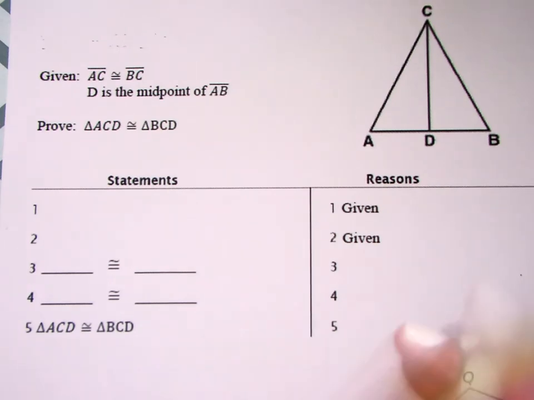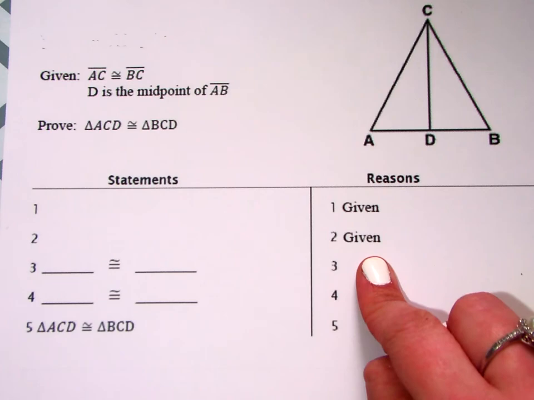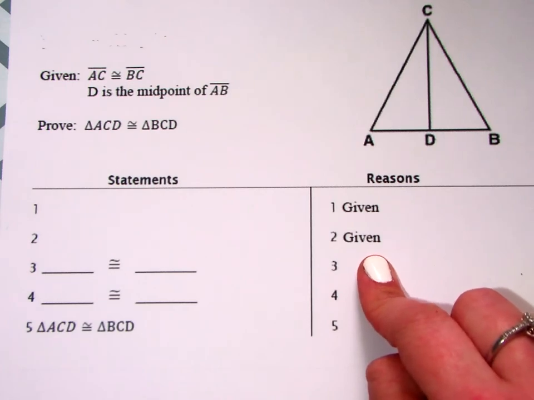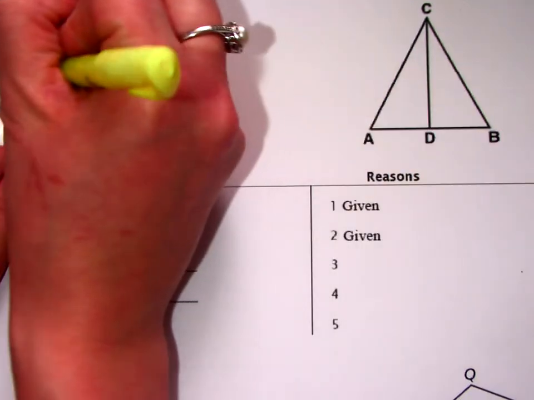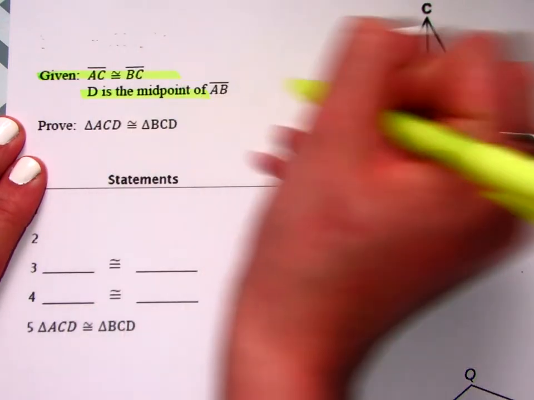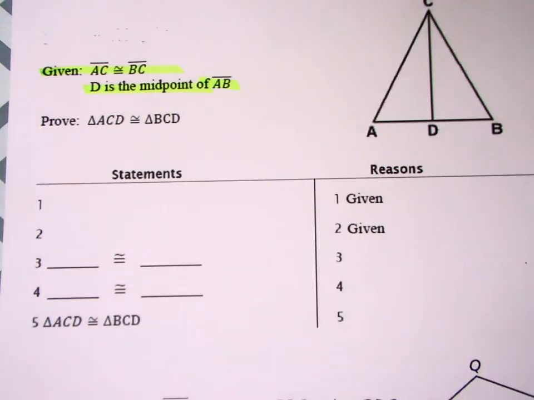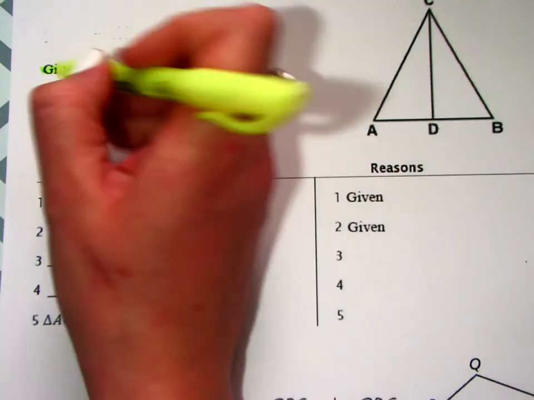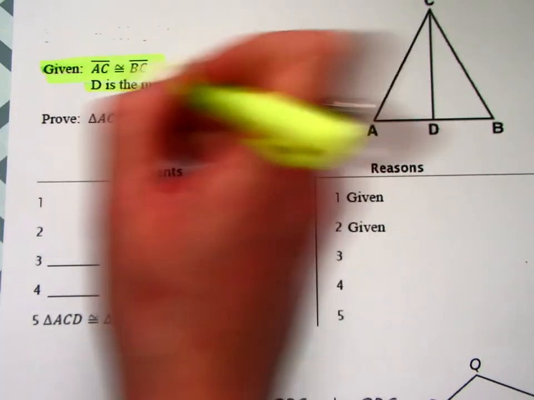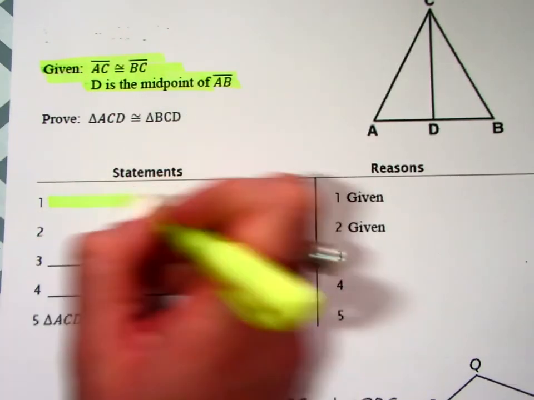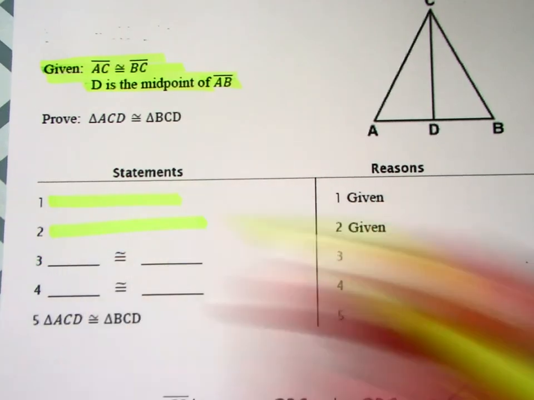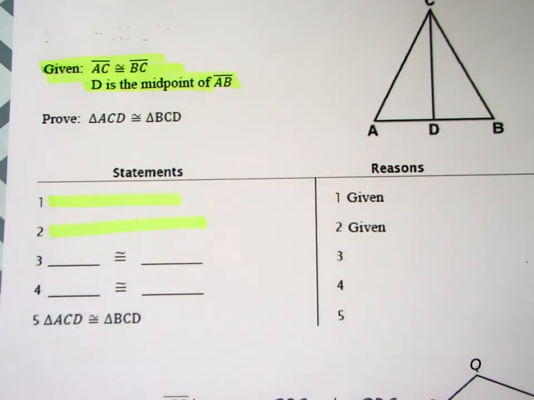So the first thing, I noticed that my reasons here should be given. That is a clue for me to immediately look at my problem and copy and paste the given exactly how I see it. I never manipulate the given, ever. So one line is given, the other line is given. All you're going to do is separate it.